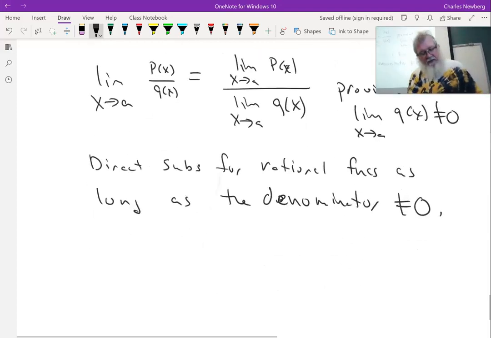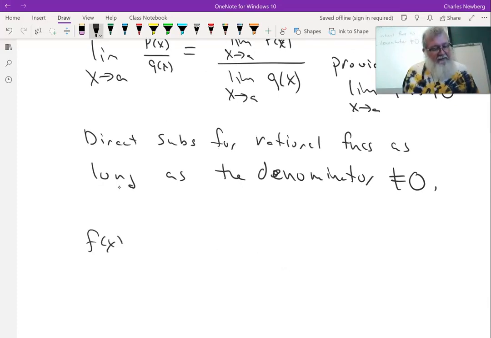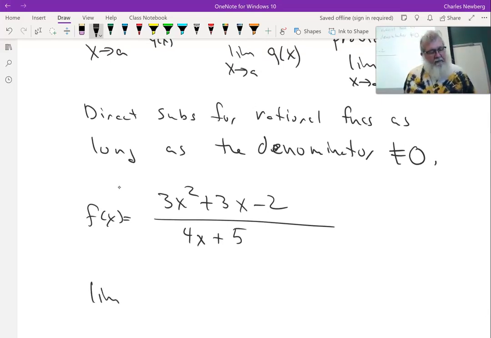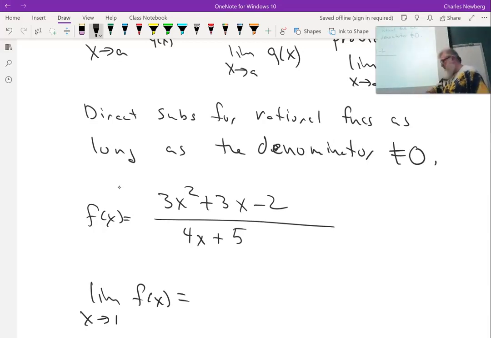All right. So let's take this function here, f of x equals, 3x squared plus 3x minus 2 over 4x plus 5. And let's find the limit as x approaches 1 of f of x. We're going to keep our number small because we're getting close to the end of the hour. All right, so you look at the function. You see the numerator. Numerator is a polynomial, right? We like that. Is the denominator a polynomial?